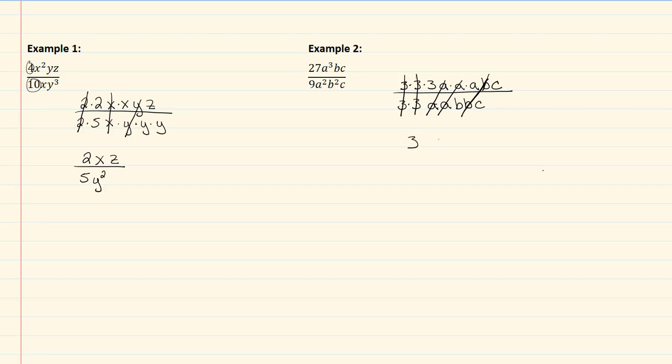We have a 3, an a, and a c up top in our numerator. And then the denominator, whoops, it looks like I forgot my c. So this is one of the things that happens. When it happens, I just cross it off. Now I'm just left with a 3a up top and a b in the denominator.